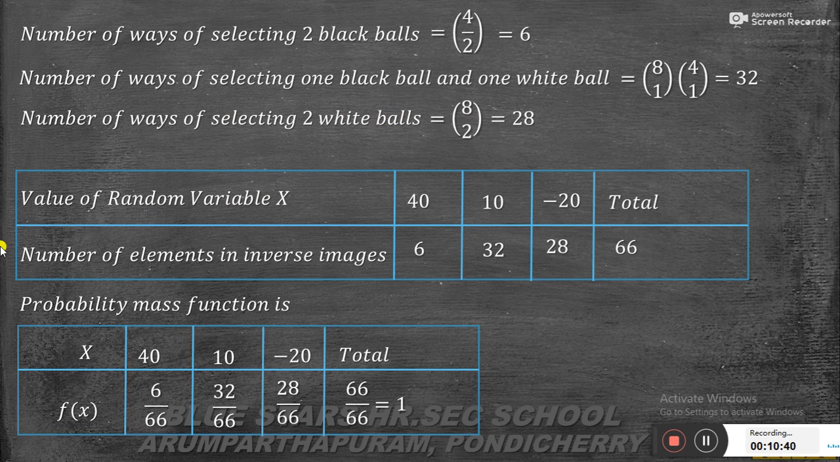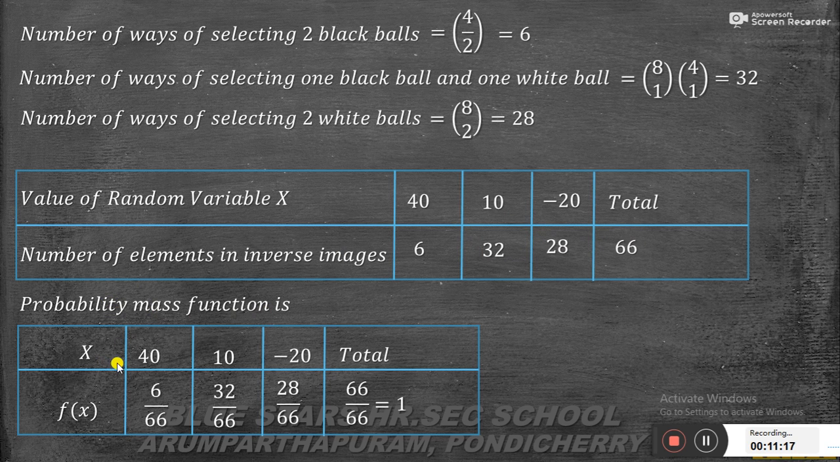So for the value of random variable X, we take the number of elements in the inverse image. The values of the random variable X are 40, 10, minus 20. For 40 we get the answer 6, for 10 we get 32. That means selecting two black balls gives 6, selecting one black ball and one white ball gives 32, and selecting two white balls gives 28. Therefore the total is 66. Now we calculate the probability mass function.